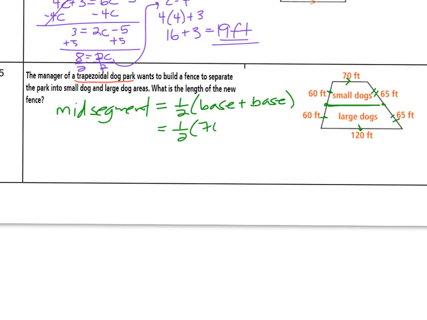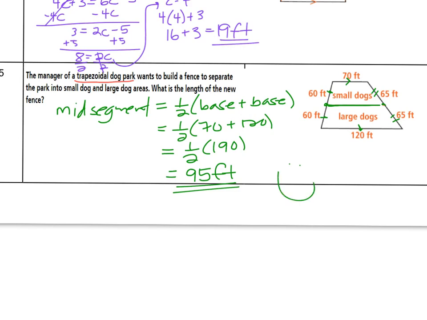If we add them together, 70 plus 120 is 190. 1/2 times 190 is 95. And again, looking at the picture, it looks like our label is going to be feet. If the fence is 95 feet long, that would be the mid-segment of that trapezoid. And here is the last part of lesson 6.2.